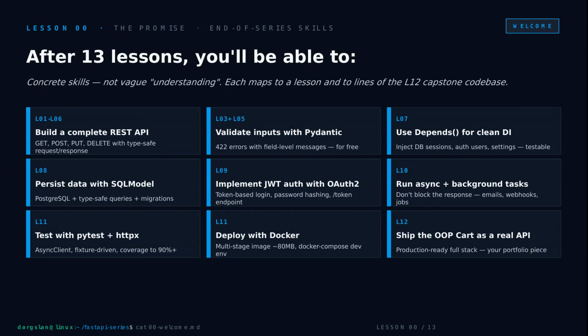So here's the concrete payoff. Across lessons 1 through 6, you'll build a full REST API with type-safe verbs. Pydantic gives you 422 validation for free, Depends wires up clean dependency injection, SQLModel persists to Postgres, and OAuth 2 with JWT handles auth. Then async tasks in Lesson 10, pytest with HTTPX hitting 90% coverage, Docker in Lesson 11, and by Lesson 12, the OOP cart ships as a real production-grade API. Every skill maps to a lesson, and every lesson maps to lines in the capstone codebase.